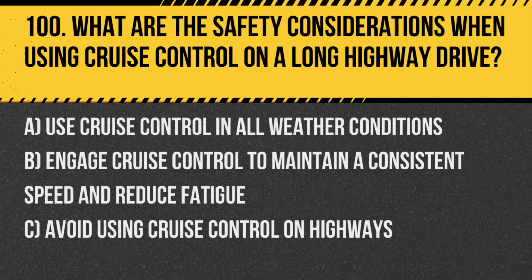Question 100. What are the safety considerations when using cruise control on a long highway drive? A. Use cruise control in all weather conditions. B. Engage cruise control to maintain a consistent speed and reduce fatigue. C. Avoid using cruise control on highways. Answer: B. Engage cruise control to maintain a consistent speed and reduce fatigue. However, it should only be used in safe driving conditions. Example: clear weather and light traffic.